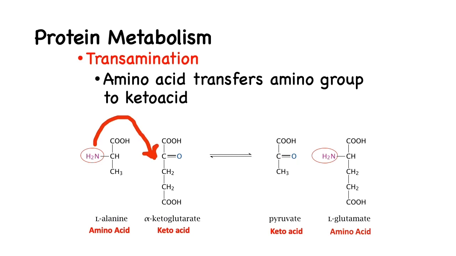If the keto acid is alpha ketoglutarate, which recall is an intermediate of the citric acid cycle, I can use that to make an amino acid, glutamate. Notice the arrows go in both directions. So I can break down my proteins, have the amino acid glutamate, and convert that into a keto acid.